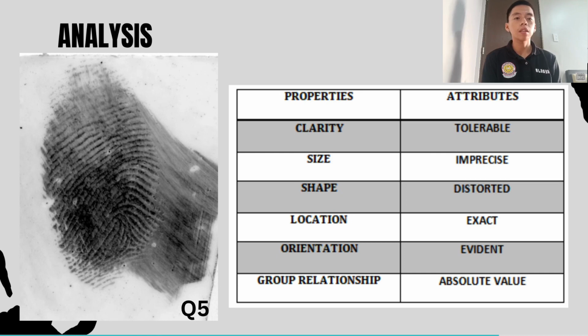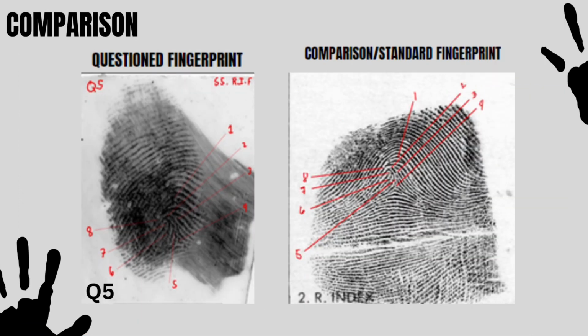Shape distorted. The shape is distorted because some parts exhibit a blurry portion that may hinder the accurate result of the examination. Location exact. Orientation evident. Group relationship absolute value. In terms of comparison, the first point labeled as 1 is a short ridge. Both point 2 and 3 exhibit a dot, while the rest of the points such as point 4, 5, 6, 7, 8 show an ending ridge.